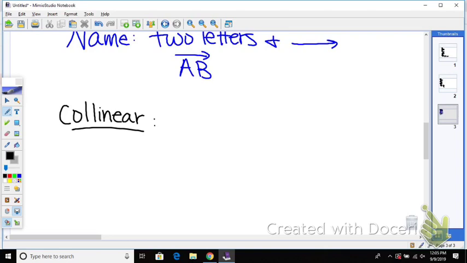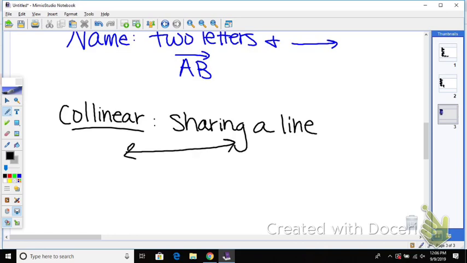Not the same plane. I said nothing about a plane. One line. So if you're co-linear, you are sharing a line. So if I have a line here, and I have the points A, B, C, they are all collinear because they're sharing the same line.